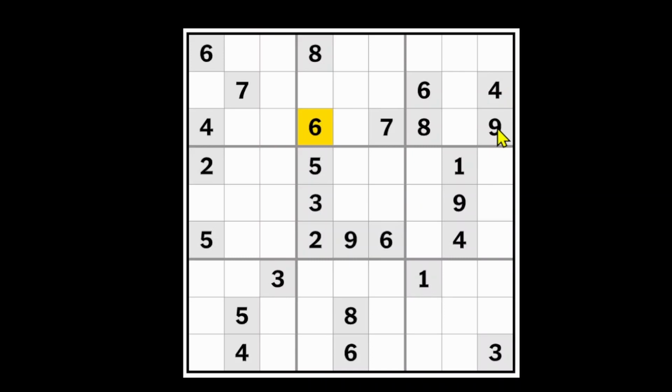There's a 4 and a 9 here, and there's a 4 and a 9 here. So we need a 4 and a 9 for these two cells. This cell clearly cannot be the 4 because of this 4. Therefore, it must be a 9, and this one must be the 4.